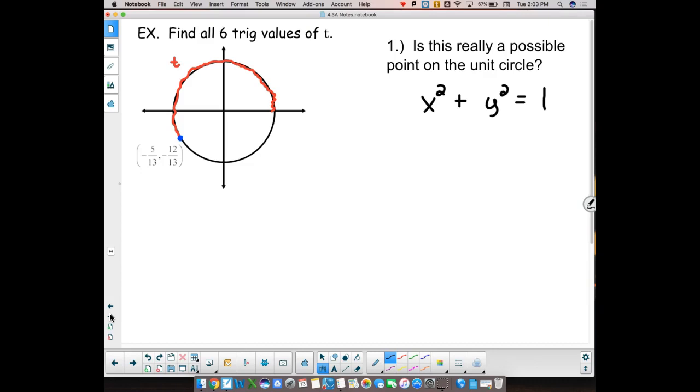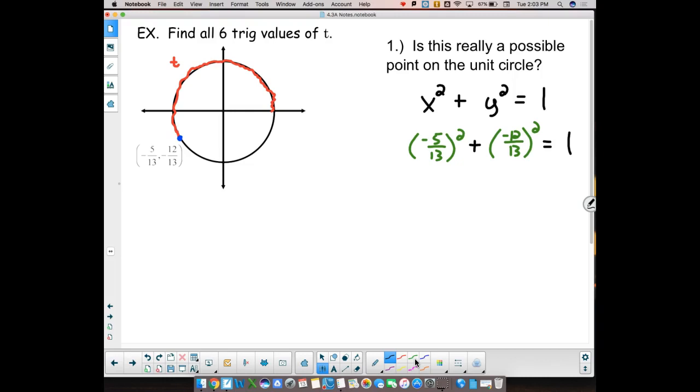Well, in this case, that would be negative 5/13 I would have to square, and negative 12/13 I would have to square, and add those two together, and that should be equal to 1. Now, we don't need no stinking calculators today. We can do this in our head.